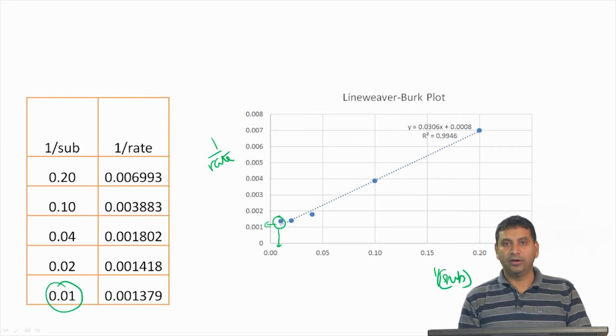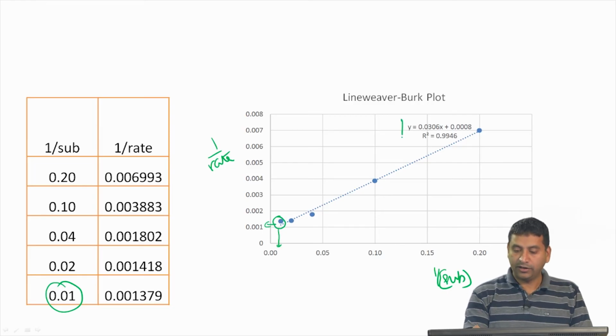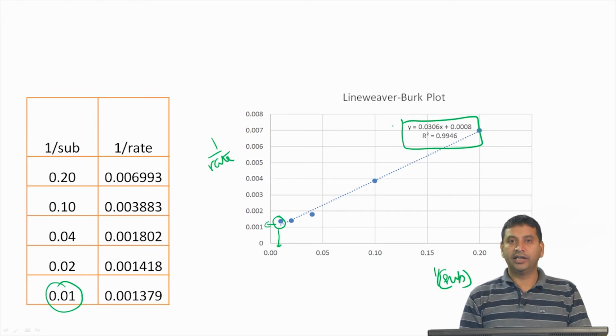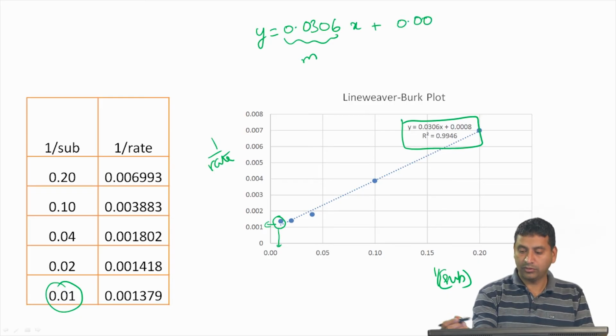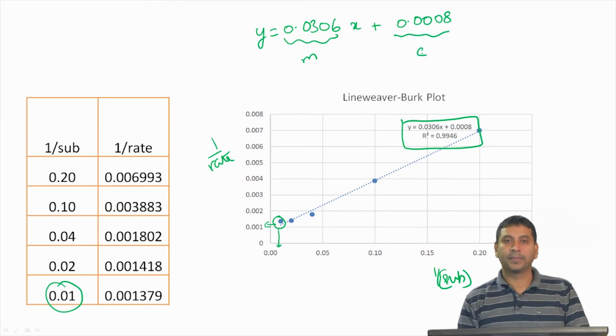Again, we will go through the same process of fitting it to a line, and we get this curve fitting data y equals 0.0306, which is nothing but m, times x plus the intercept, which is 0.0008. So, this is c. Again, this is a repetition of what we did in the previous case.